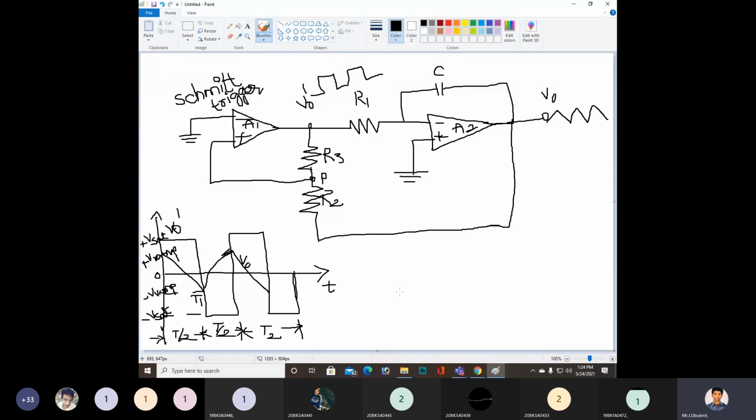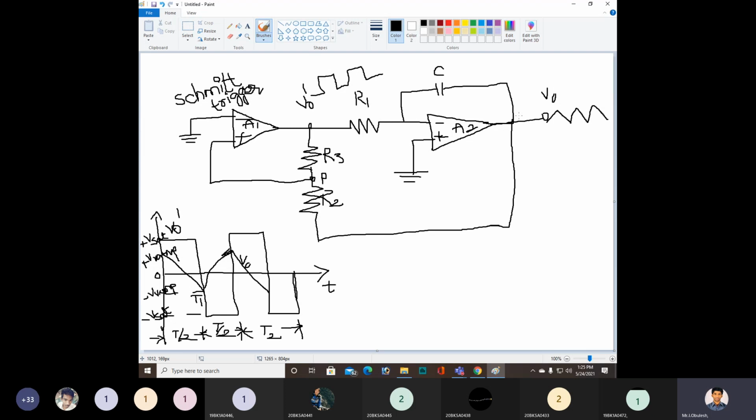Thus, the voltage divider R2 R3 is at positive saturation plus V sat. You need to see that here we have a voltage divider. R2 R3 will act as a voltage divider. The output of A2 is a negative going ramp.